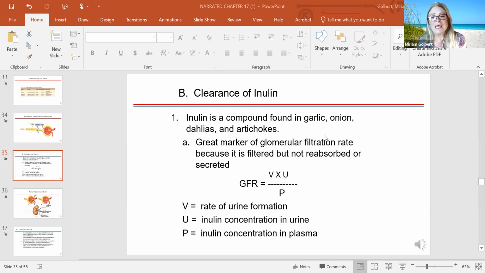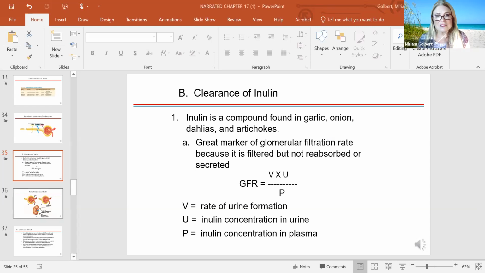So the little formula is the GFR equals the rate of urine formation, how much urine we're making per unit time, the concentration of inulin in the urine, and the concentration of inulin in the plasma. So what they do is they will collect urine for a specific amount of time, which is usually 24 hours. When the patient comes, they check the concentration in plasma, and then they analyze the concentration of inulin in the urine. And like that, they get the glomerular filtration rate for a particular chemical.